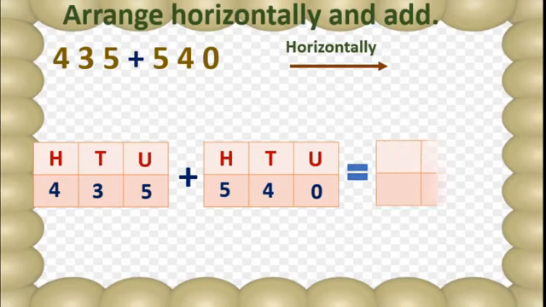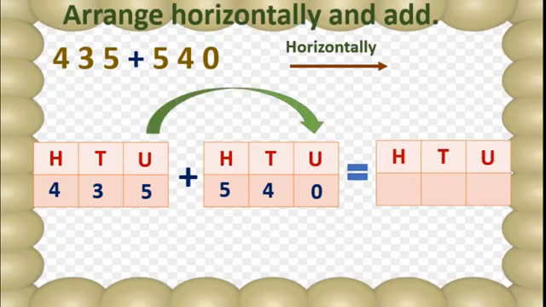Remember students, here always we have to add units place to the units place. Means 5 is in the unit place and 0 is in the unit place. So always we have to add the numbers of the unit place first. See, 5 plus 0 and we have to write that answer in the unit place. Remember this. Got this?